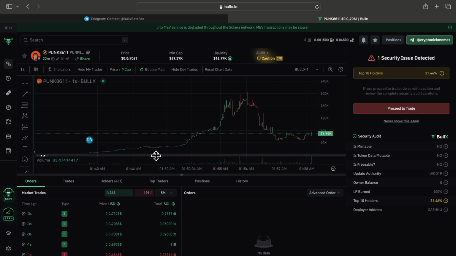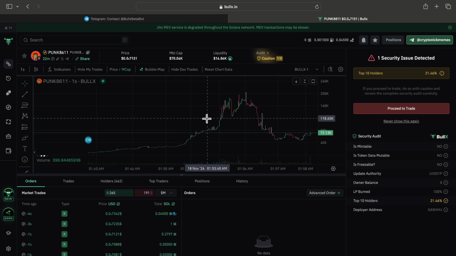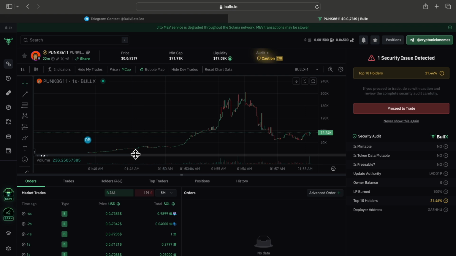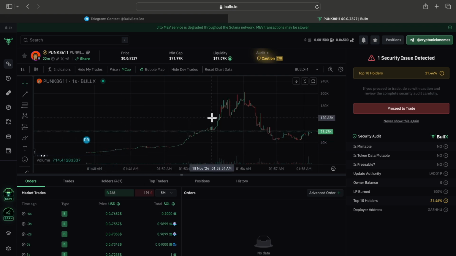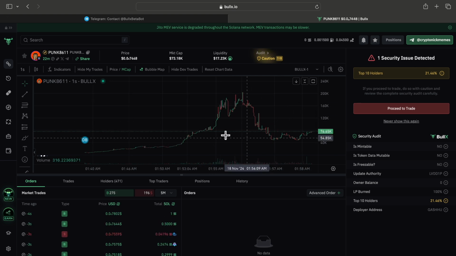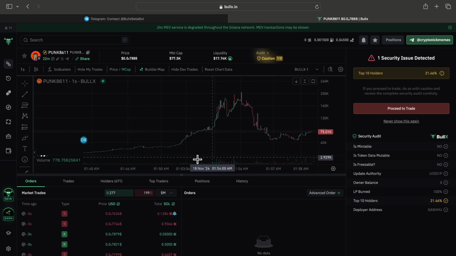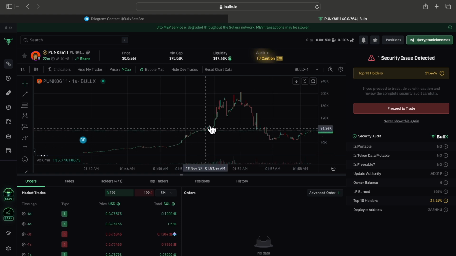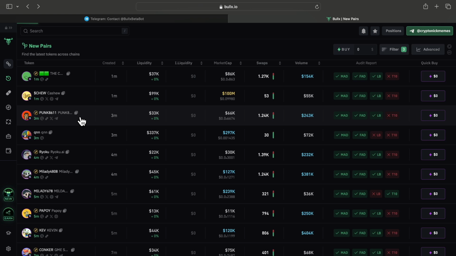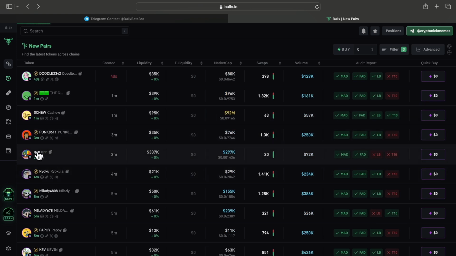Like, for example, I just opened a coin and it looks weird. There was no volume at all in the first, I don't know, 15 minutes. And then it had a big pump and a very quick dump. And now it's recovering. But I don't want anything to do with this coin because just look at the chart. It doesn't really look great whatsoever. So let's keep moving forward.